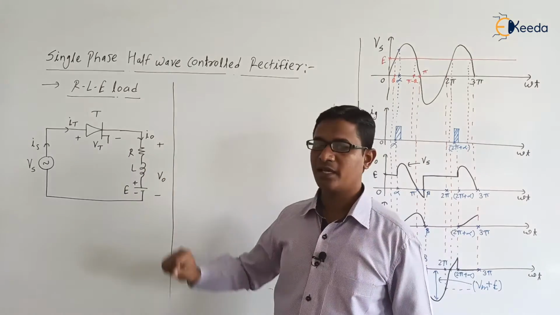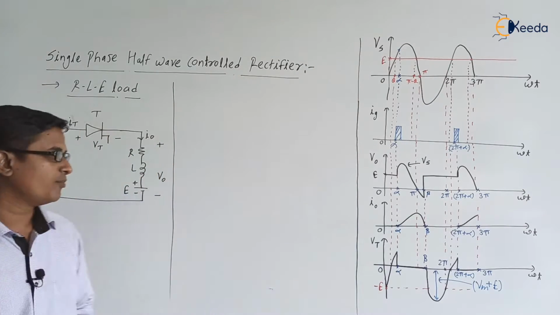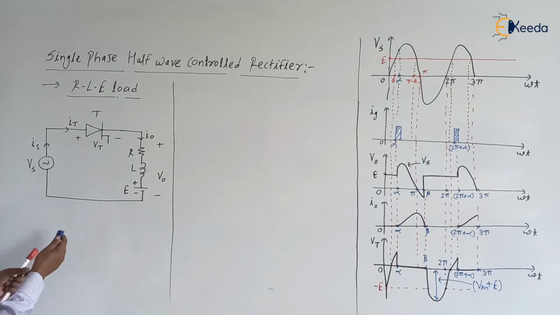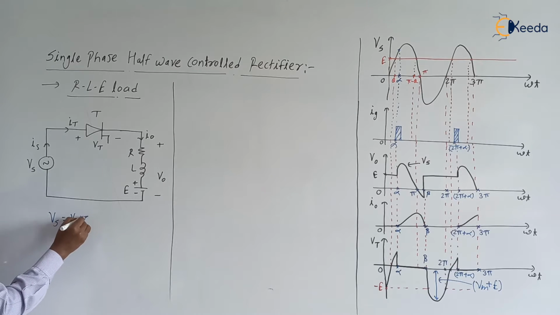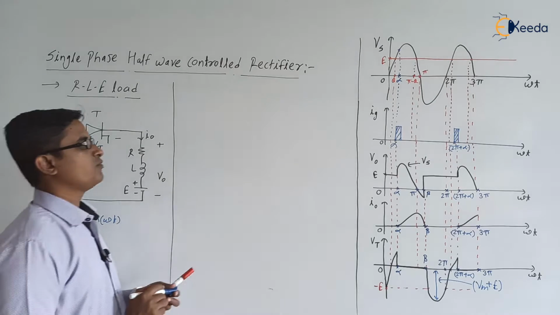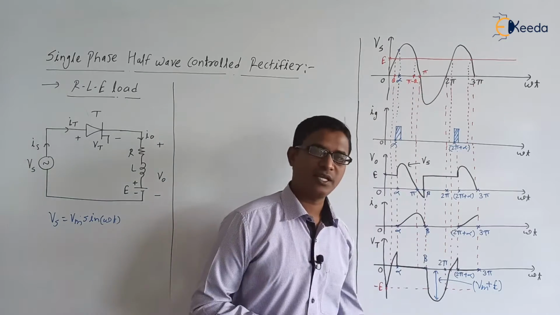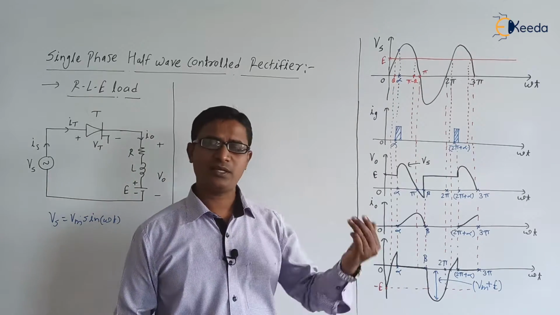Here we are having the circuit diagram, right? Supply voltage is Vs, which is equal to Vm into sine of omega t. So from omega t is equal to 0 to pi, Vs is positive, right? From pi to 2 pi, Vs is negative, and alternately it is positive and negative.